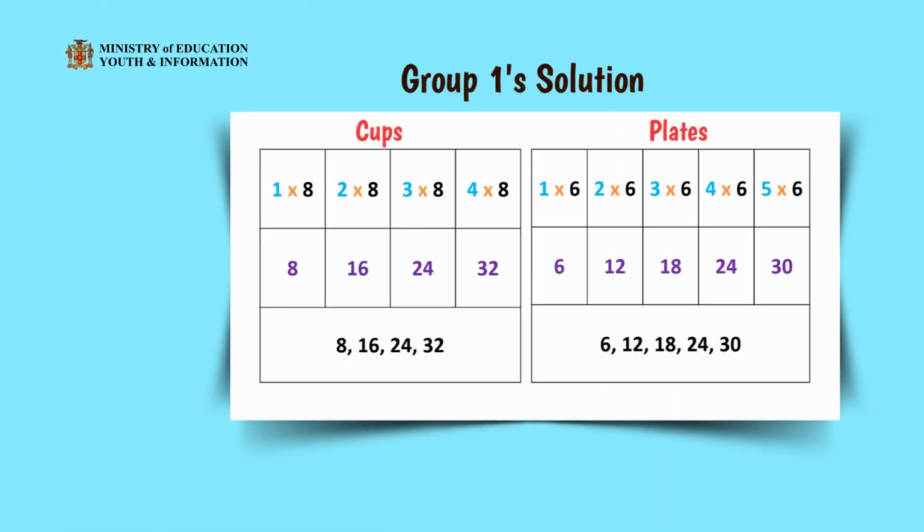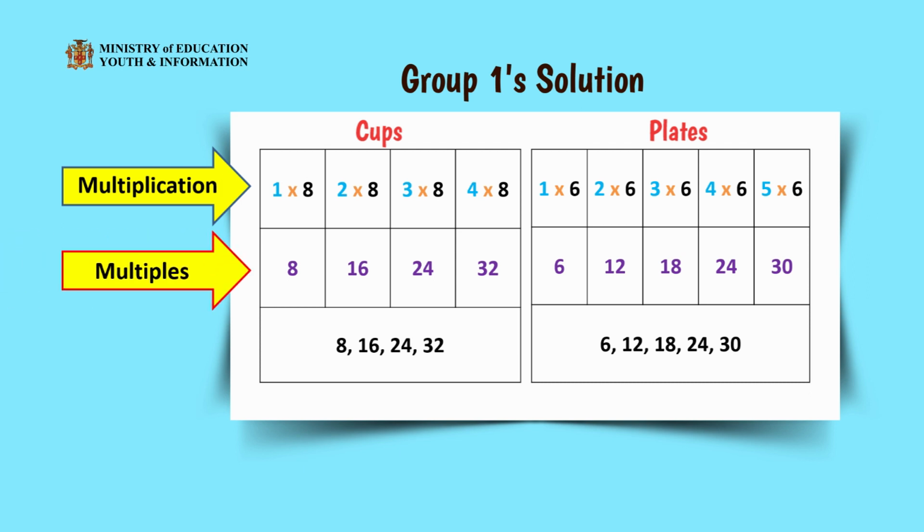The first table represents the number of cups and the second table tells the number of plates. The multiplications in the top row of each of the tables tell us the number of packs of cups and plates that Elena may need. In the second row, the products are found to give the multiples of 8 and 6. Can you tell what should come in the third row?